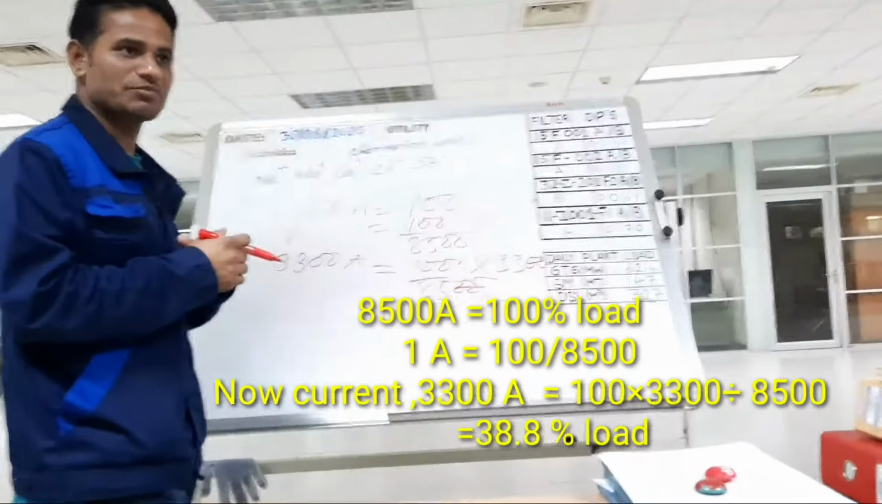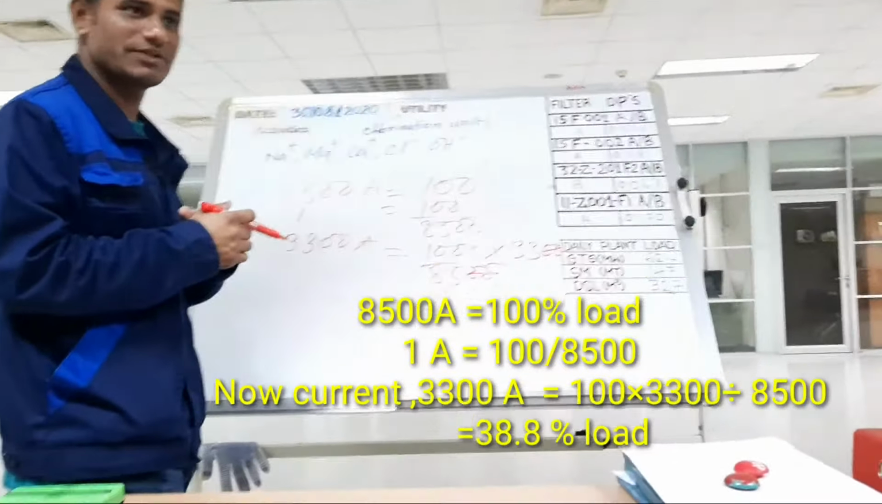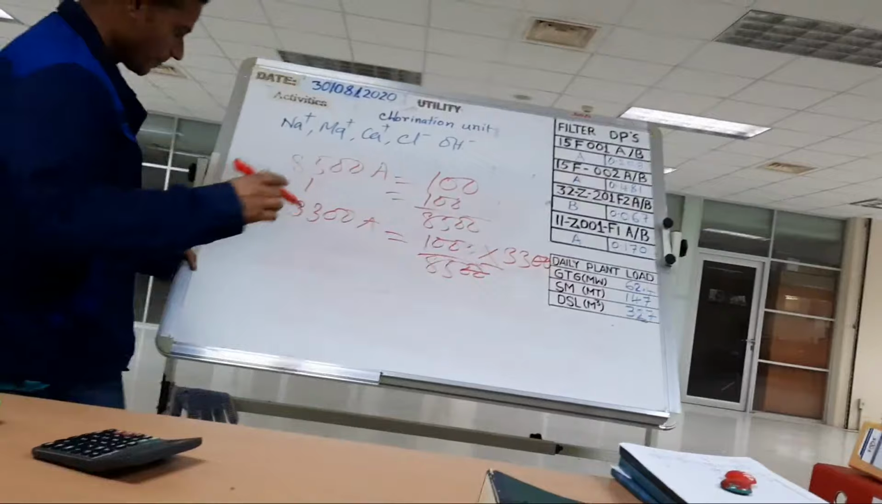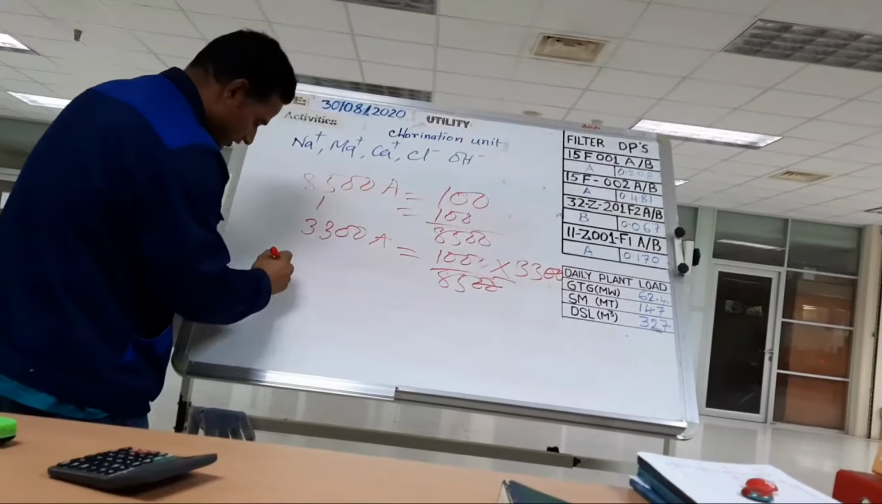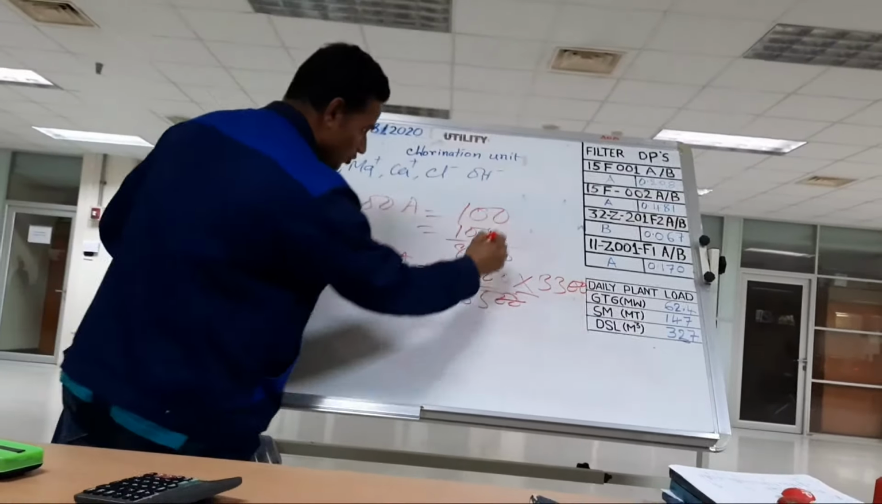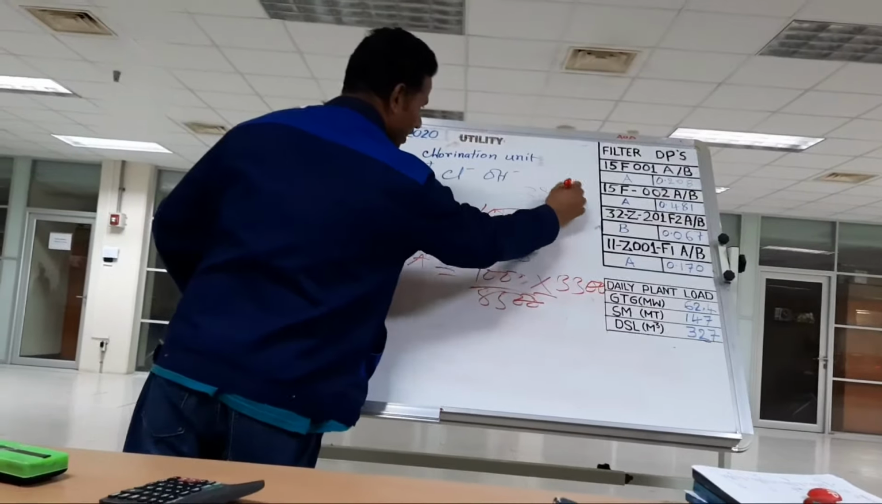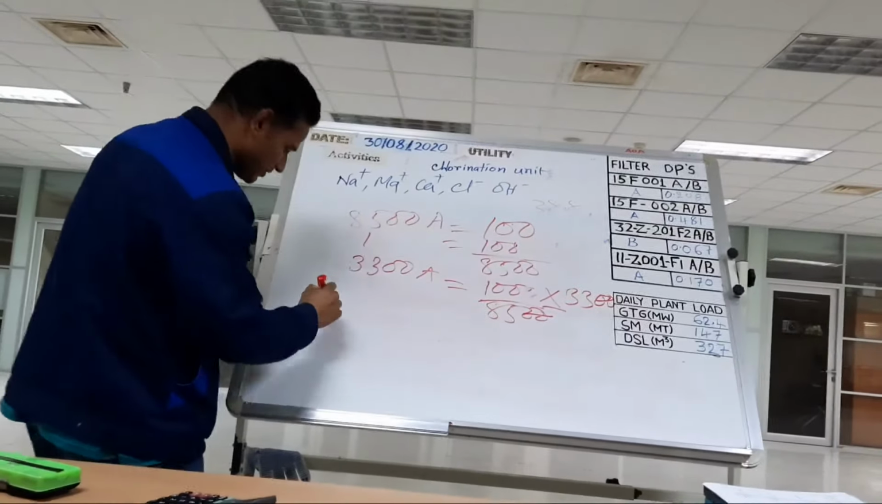But at 38.8%, if flow is 1,20,400, how much production? This we can easily calculate. Before, we gave the calculation for 100% load, when 240 kg was coming in continuous mode. Now at 38.8% load, how much chlorine production is coming?